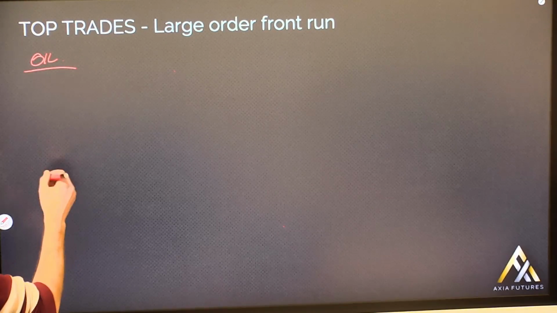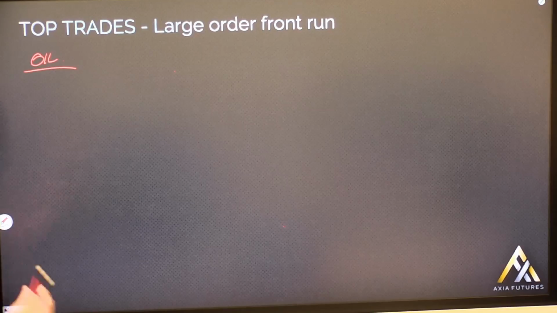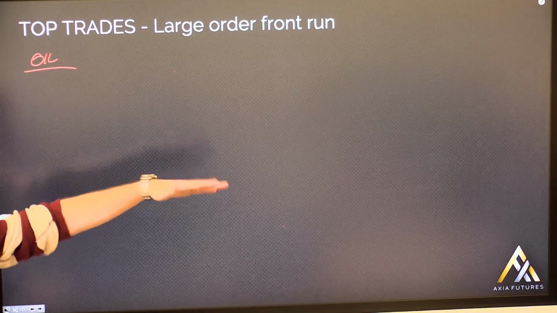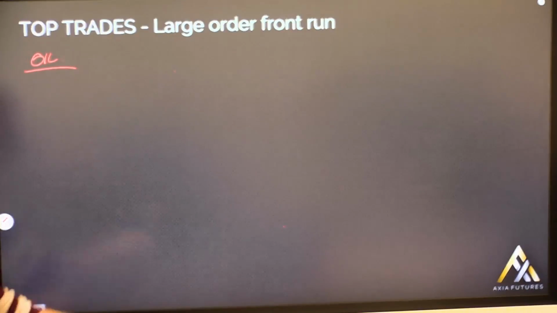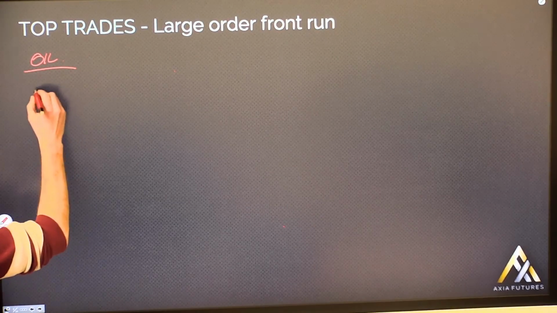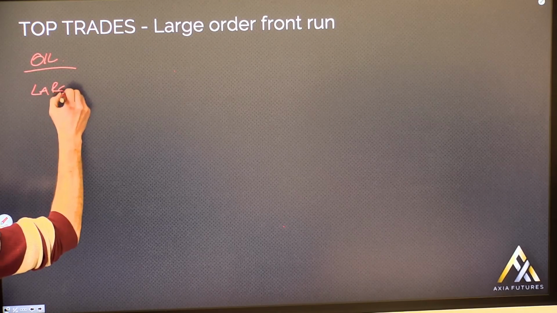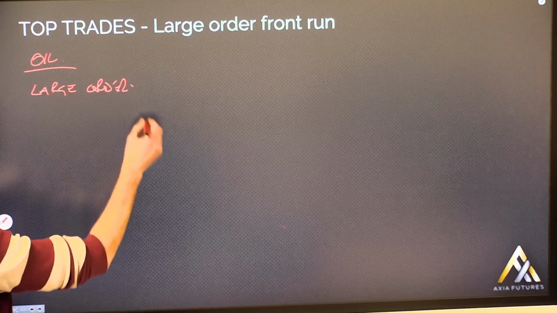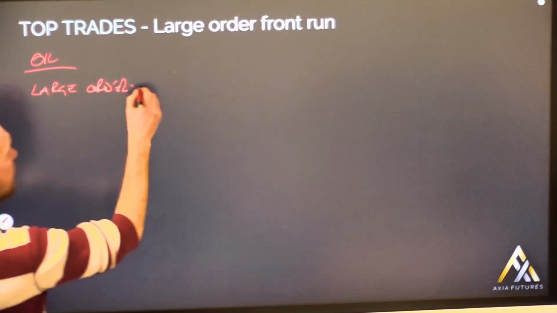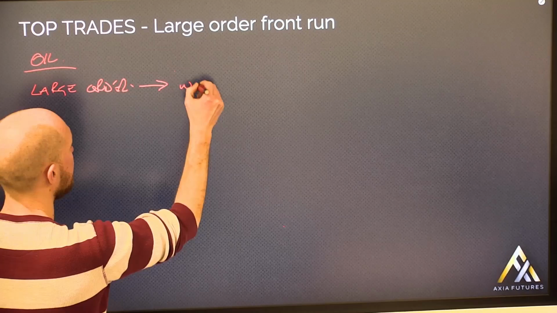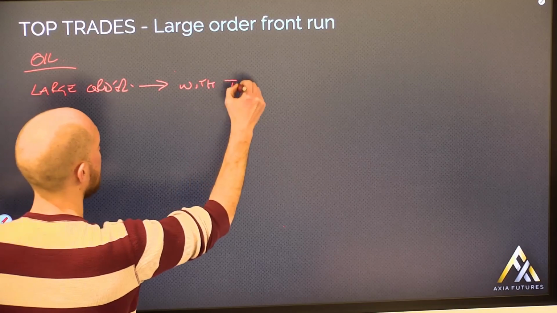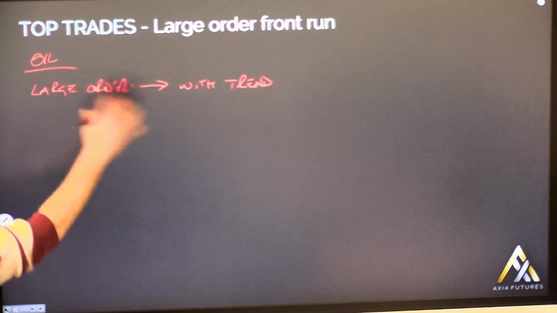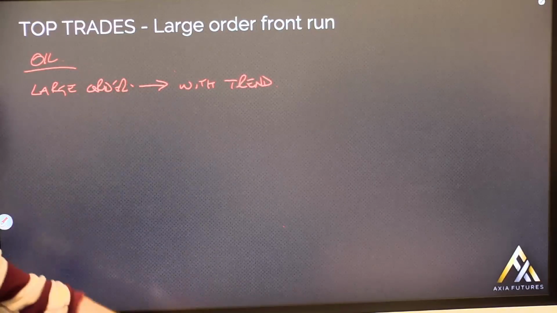Well, this is what I call a moving front run. So, what you want to see, for explanation purposes, this is a move down. So you're going to see the large order come on the offer. What you want to see is a large order to start with, ideally with trend. So there's two criteria. We're in a downtrend already in oil.